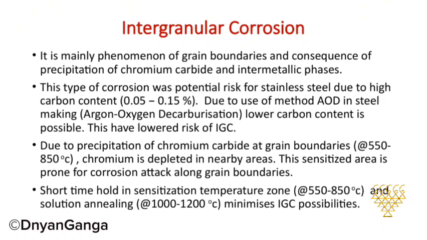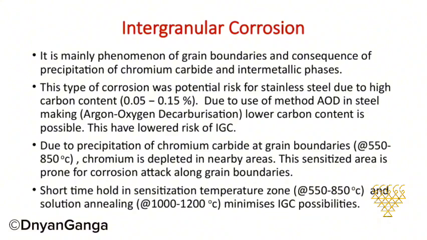However, with the use of AOD, or argon-oxygen decarburization, during steelmaking, we can significantly lower the carbon content. This reduction in carbon has helped decrease the risk of intergranular corrosion. Now, the core issue arises when chromium carbides precipitate at the grain boundaries, usually between 550 and 850 degrees Celsius. This process depletes chromium in the areas surrounding the carbides, creating what we call a sensitized zone. These zones are more susceptible to corrosion attack along the grain boundaries, which can compromise the steel's integrity.